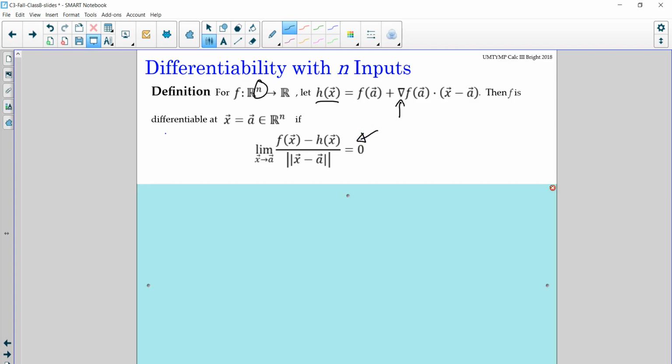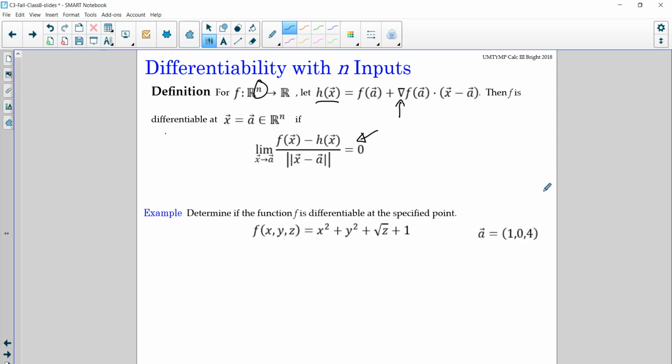My question for you is, does that look any different from what we saw last week? If you look closely, I don't think so. It's just looking at the difference between f and that locally linear function, and then the difference in the distance between our vector x and the vector a. We want to make sure that that limit is 0 eventually.